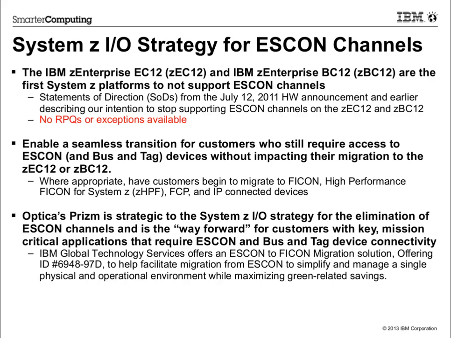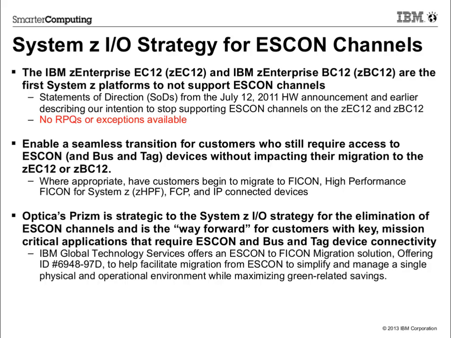So what we're really trying to do with this strategy is enable a seamless transition for our customers that want to upgrade to the EC12 or the BC12, but still require ESCON or bus and tag access to those particular devices. And then, of course, where and when appropriate, customers should take a look at whether or not they can migrate some of those old devices to FICON, high-performance FICON, FCP, or IP-connected devices.